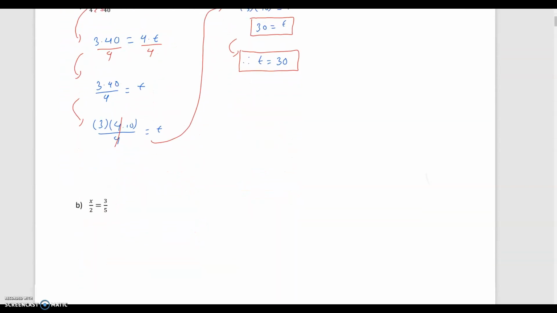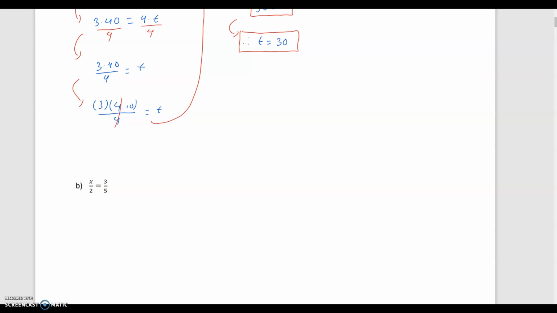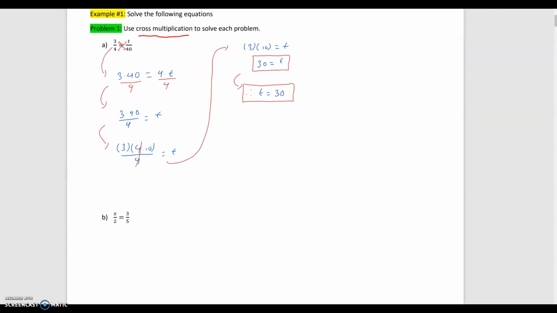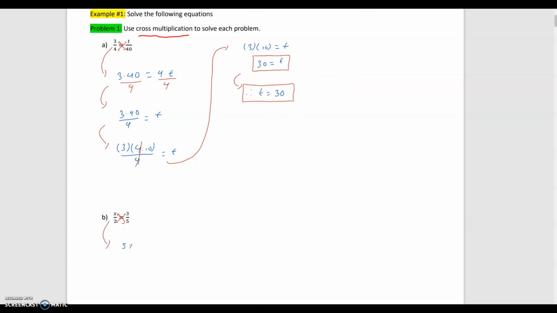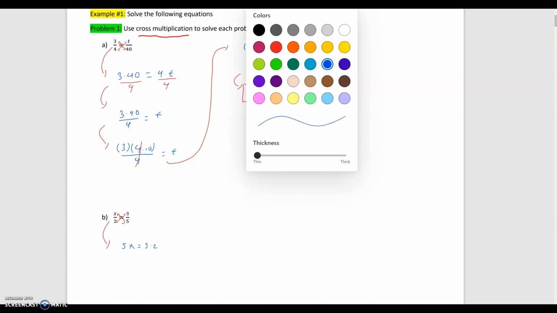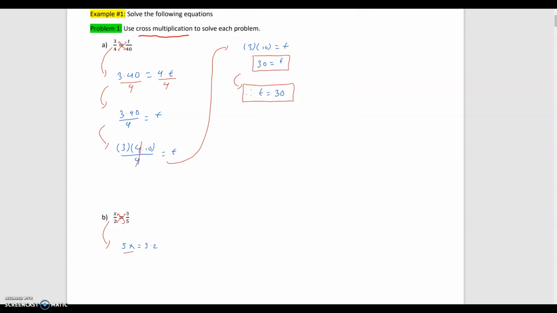On problem 1b, same idea, they want us to use the cross multiplication property for both of these. So we're going to multiply these two and those two, and this is going to give us 5x, and this is equal to 3 times 2. And then let me get rid of that fraction. So let me get rid of the 5, which is going to cause a fraction. So at this point, we end up with x is equal to 3 times 2 divided by 5, or x is equal to 6/5.